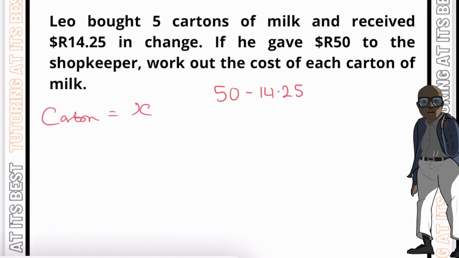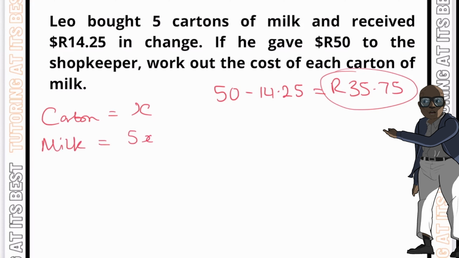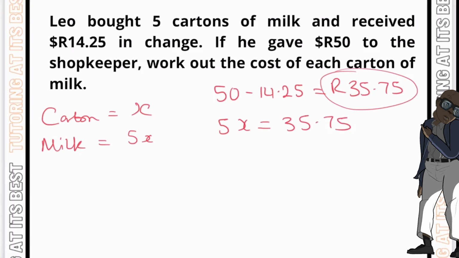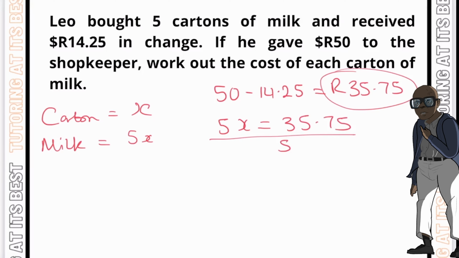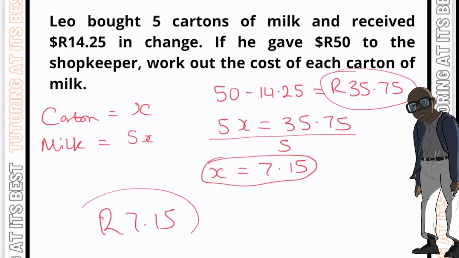And that gives us 35.75 Rand that he spent. And we know that Leo bought 5 cartons of milk. So the total cost of the milk has to be 5x. And we can set up an equation now. So we know 5x equals 35.75. And if we divide everything by 5, we get x, which equals 7.15. Therefore, each carton of milk costs 7.15 Rand. And there we are.